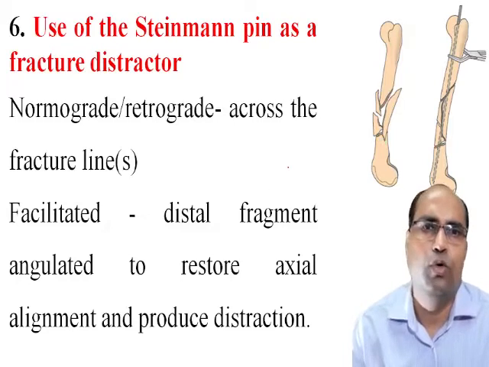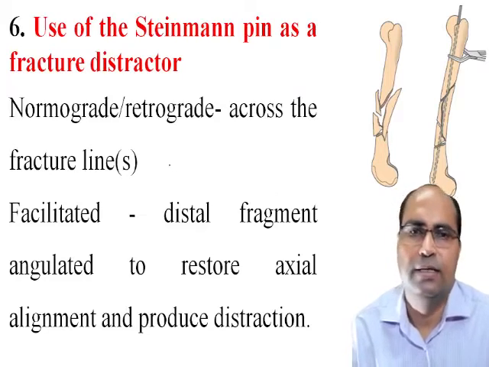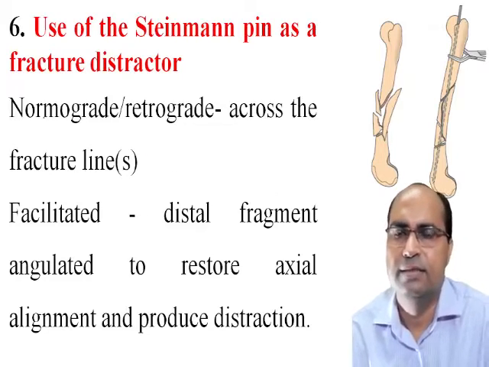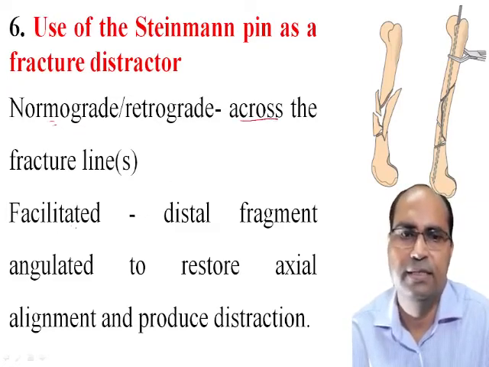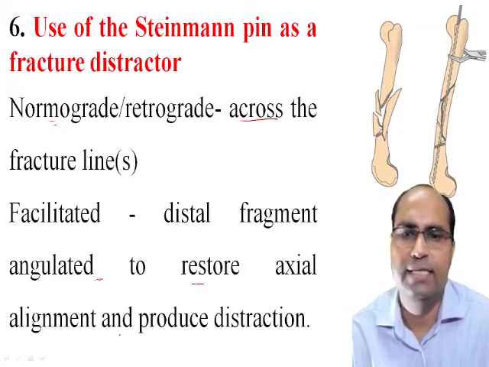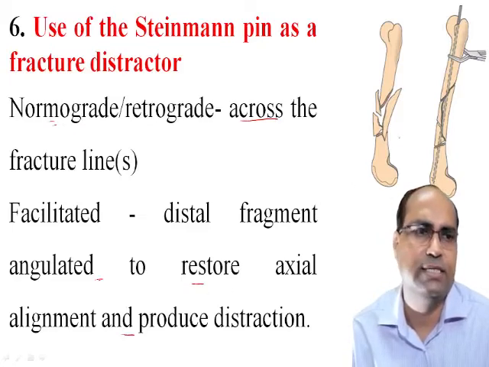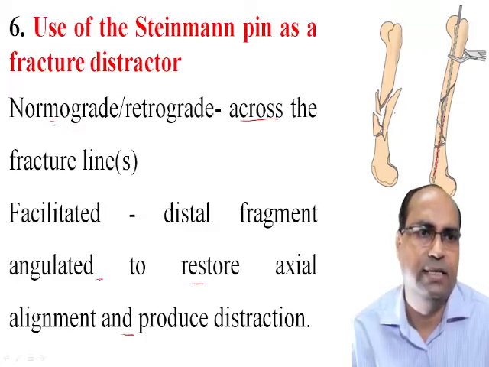6.1. Use of Steinmann pin as fracture distractor. The Steinmann pin is placed by the normograde or retrograde approach across the fracture line. This facilitates the distal fragment being angulated to restore the axial alignment and distraction. And after the axial alignment and distraction, the bone segments are placed in anatomical alignment.